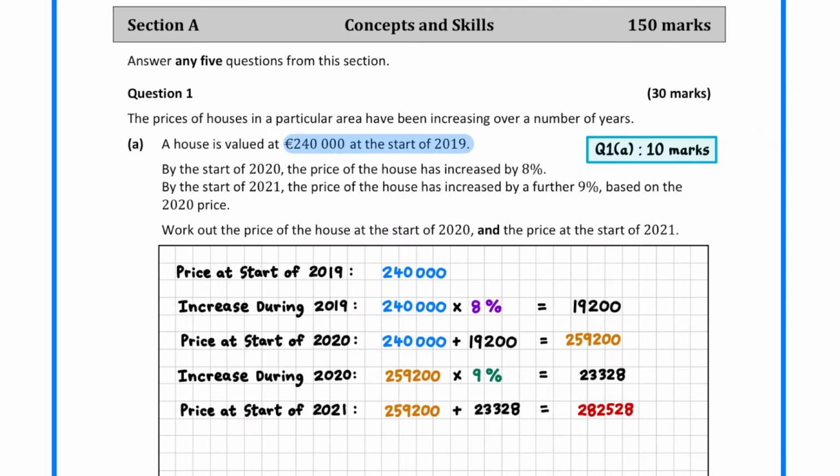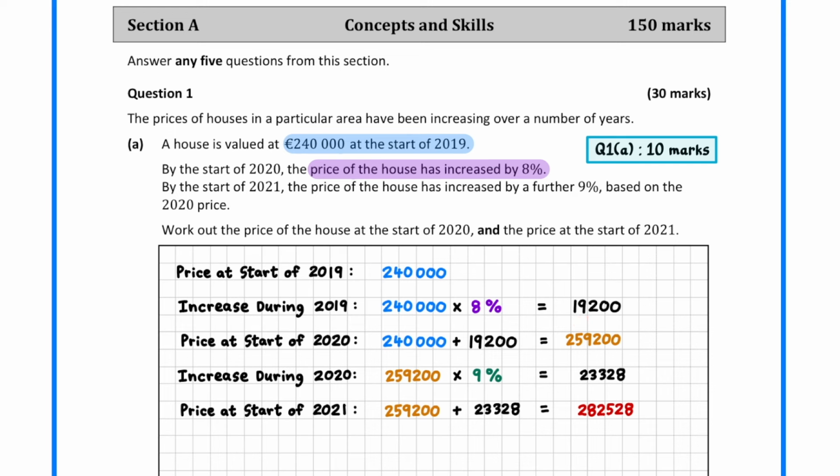In question 1a, we are told that the price of a house is €240,000 at the start of 2019. We must find its price at the start of the following 2 years. In 2019, the price increases by 8%. To find the value of the increase, we multiply 240,000 by 8%.